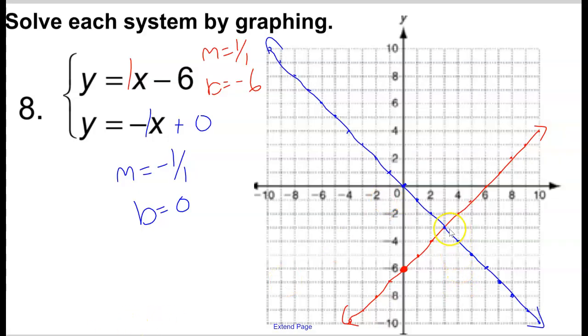And now just see where they cross. They cross right here. And that point is over 3 and down 3. So that should be 3, negative 3.